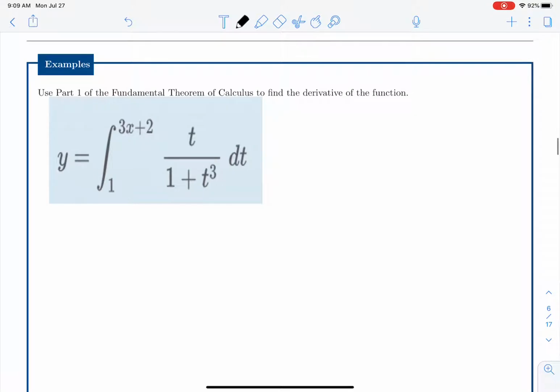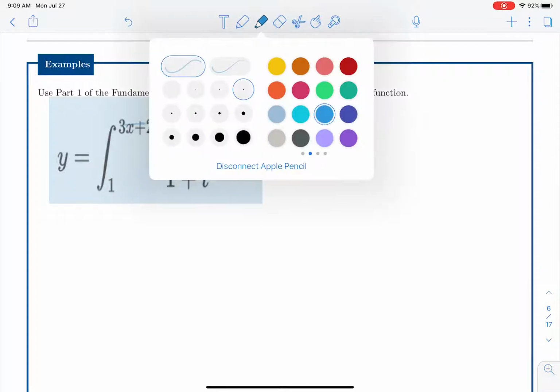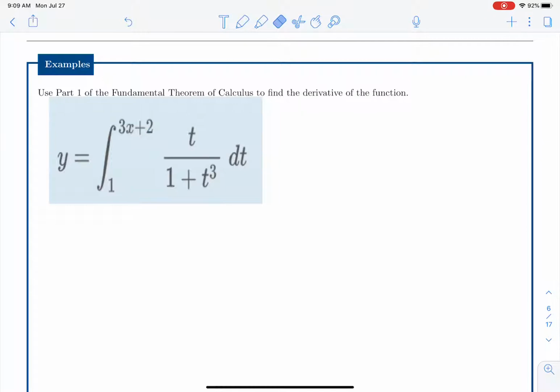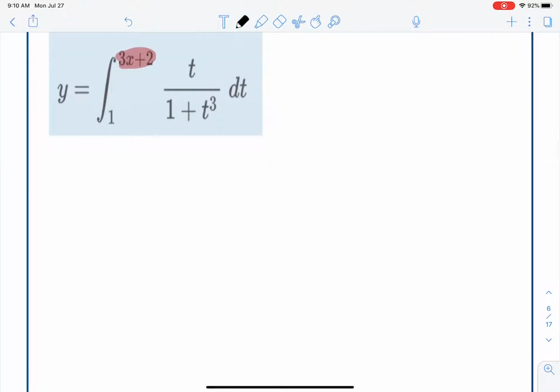So this one is a bit tricky because we don't have simply x. Rather, we have x plus 2. So we can't directly apply this. So what we have to do is use a substitution. So let u equals 3x plus 2.